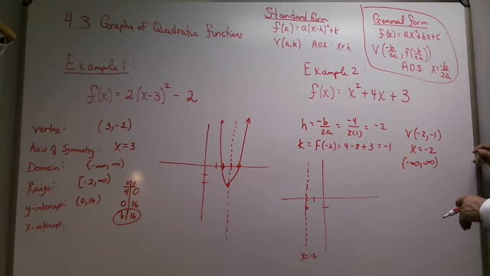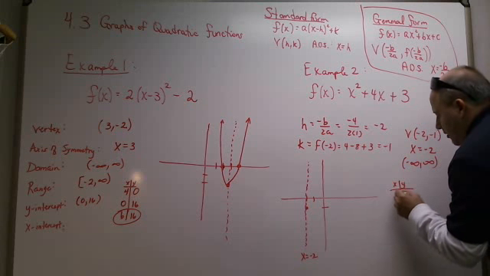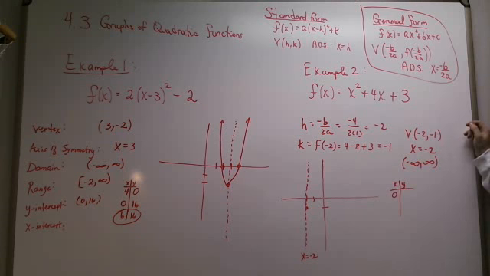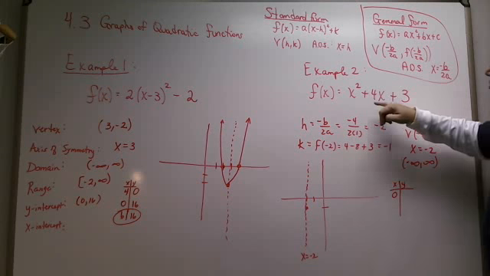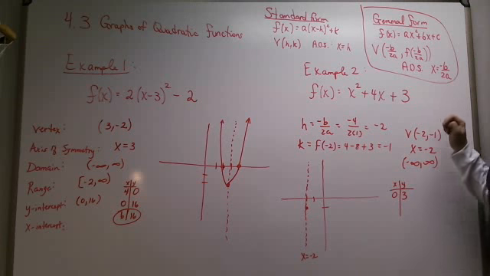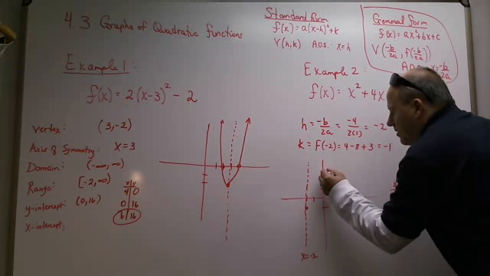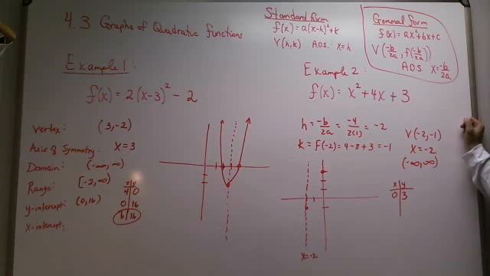Now, what I'm going to do is find the y-intercept first. To do that, I'm going to set x equal to 0. So it's very similar to what I did a while ago. It'll be 0 squared plus 4 times 0 plus 3, which is 3. So (0, 3). So 0, up 3, is the y-intercept.